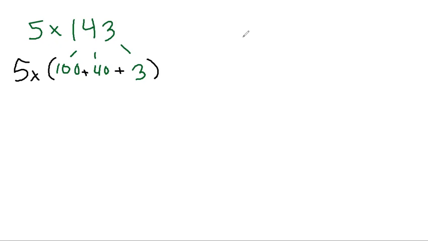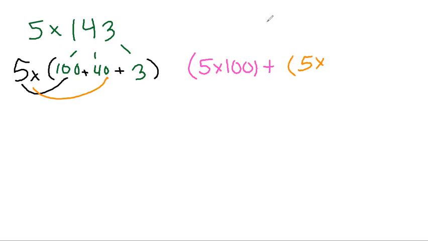Okay, let's write out that multiplication equation over here on the side. So essentially I have 5 times 100, plus 5 times 40, plus 5 times 3. Okay, so there's my equation written out, as I'm multiplying it.